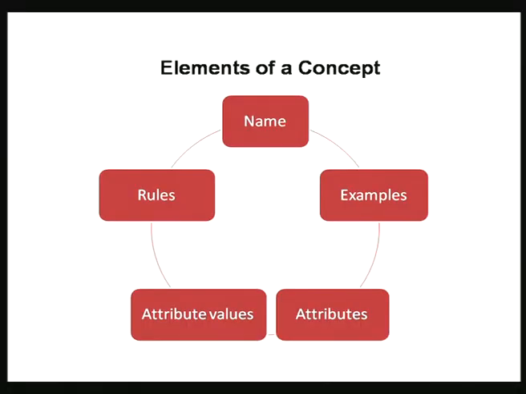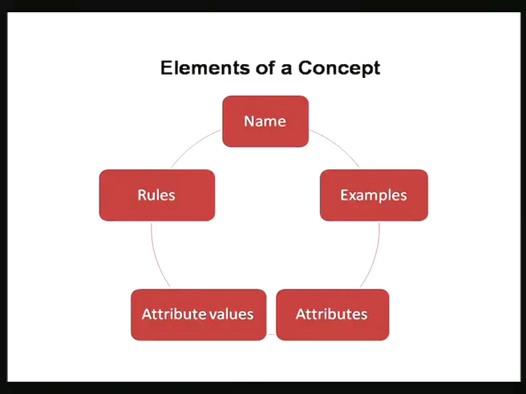And there are certain elements that are very much common or essential for a concept. The first one is the name. When we think of the name, it is the term given to a category. That is the meaning of name here. Next one, examples. Examples, they are the instances of the concept. And in the case of examples, we can see positive examples and negative examples. Positive examples denote what the concept is, and the negative examples denote what the concept is not.